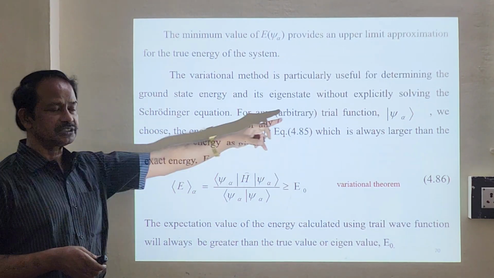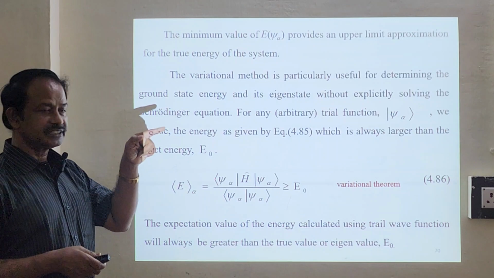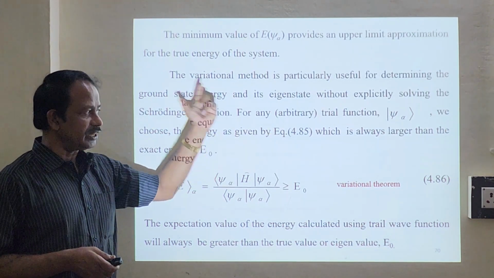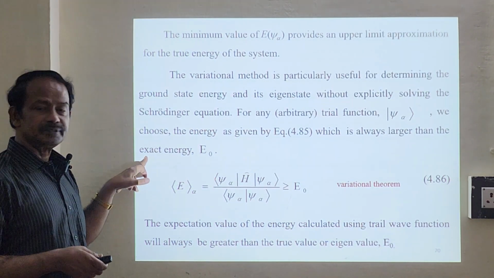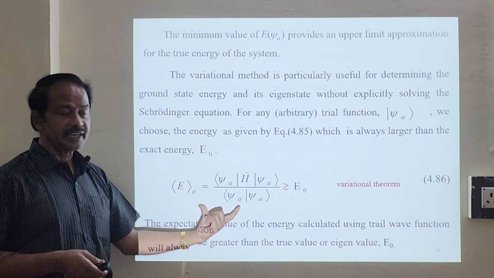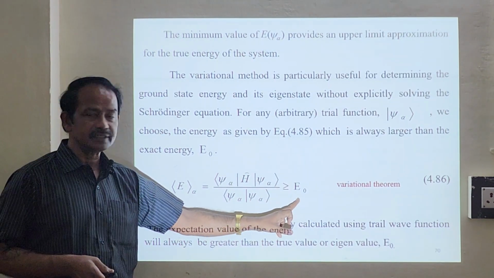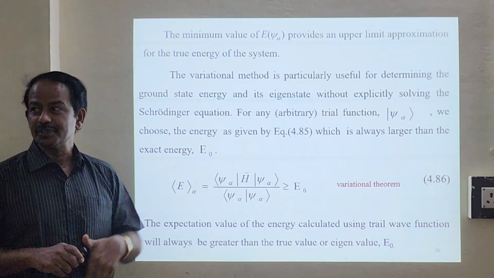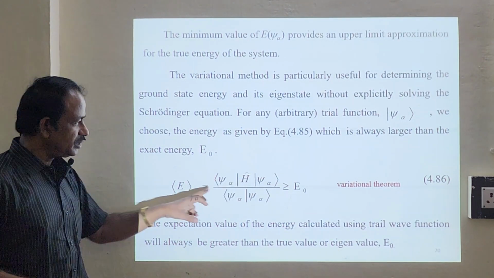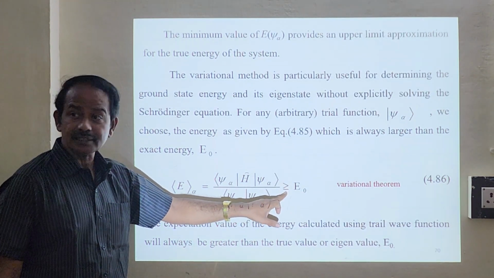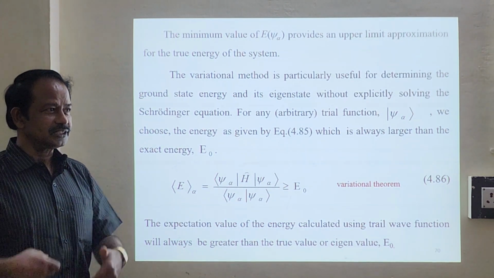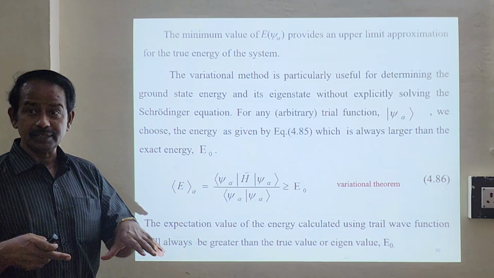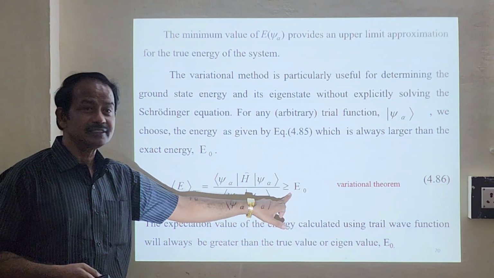For any arbitrary trial wave function psi alpha, where alpha stands for the variation parameter we choose, the energy as given by 4.85 is always larger than that of the actual energy. So this equation 4.85 should be greater than or equal to E naught. E naught is nothing but the actual energy, the true energy from the experimental side. So here it is mentioned as greater than or equal to. Just now we have seen that the energy values for the chosen wave functions will be greater than or equal to it.